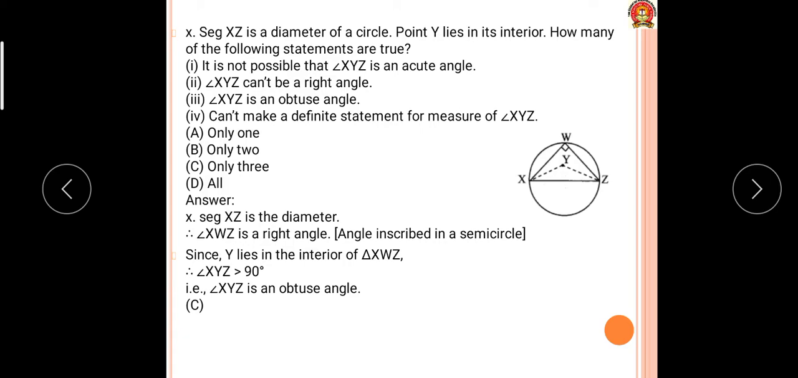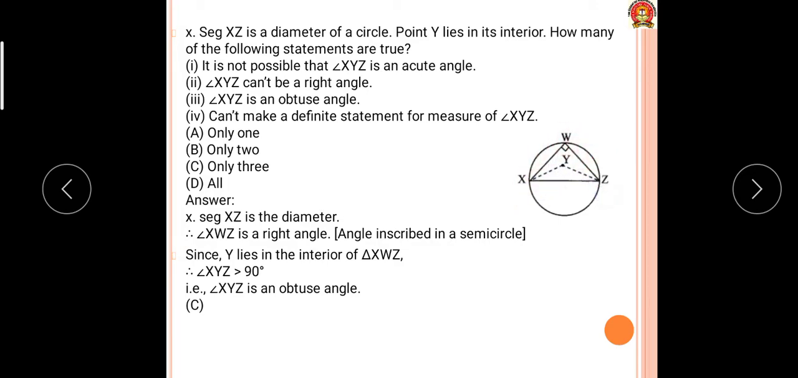Now, segment XZ is a diameter of a circle. Now, see here. XZ is a diameter of a circle. Point Y lies in the interior of the circle. How many of the following statements are true? What is given here? It is a diameter. So, XWZ is a 90 degree right angle triangle. Why? Because it is inscribed in the semicircle.